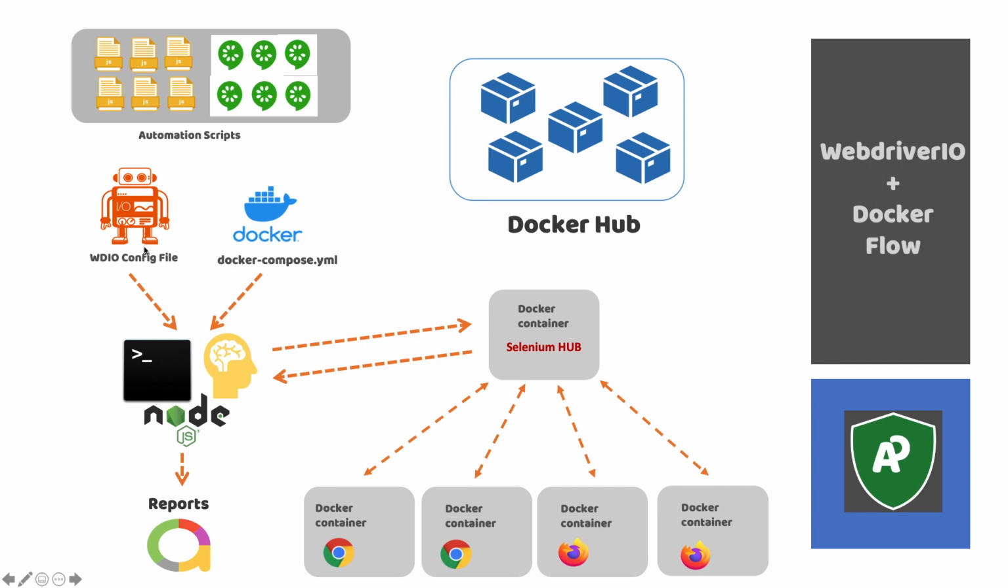The WDIO config file will tell where the hub or the grid is, and then we'll also have the services part related to Docker configured in the WebdriverIO config file. So that's the main thing that you get from here. The second part is the compose, as I explained earlier. That will be the one which will orchestrate what are all the images to run and at what scale. When I say what scale, how many nodes do you want to run and so on. That will be defined in the Docker compose file.